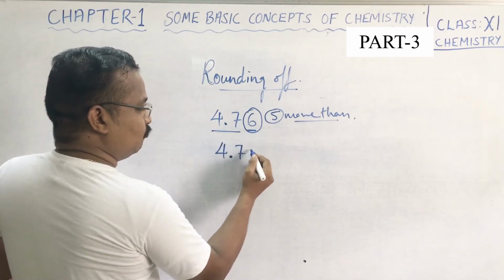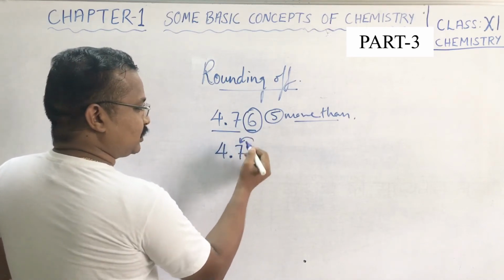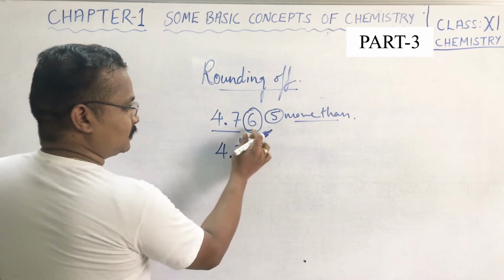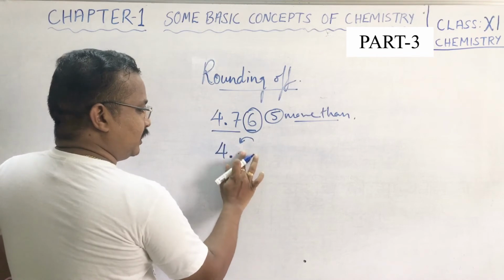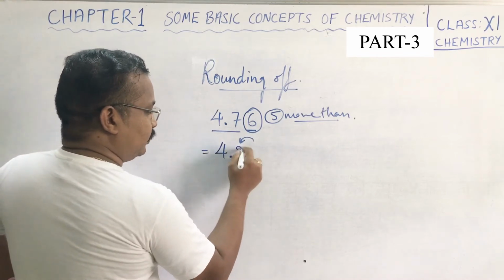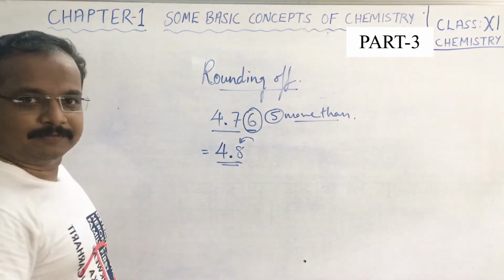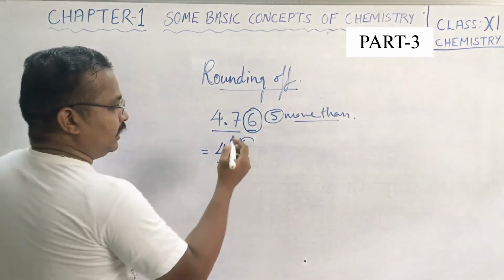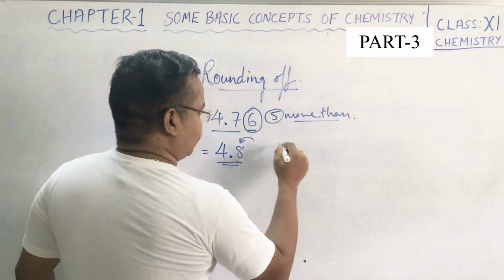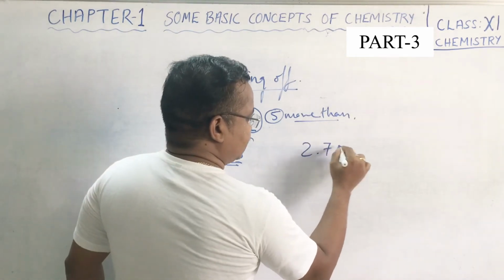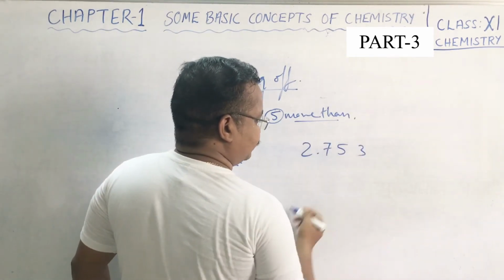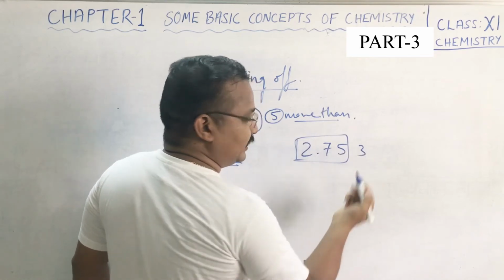You have to add 1 extra into it, 1 more you have to add. Suppose 6, it is more than 5, so the answer will come as 4.8. Okay, and let's take another example, 2.753. You have to write it for 2 digits.